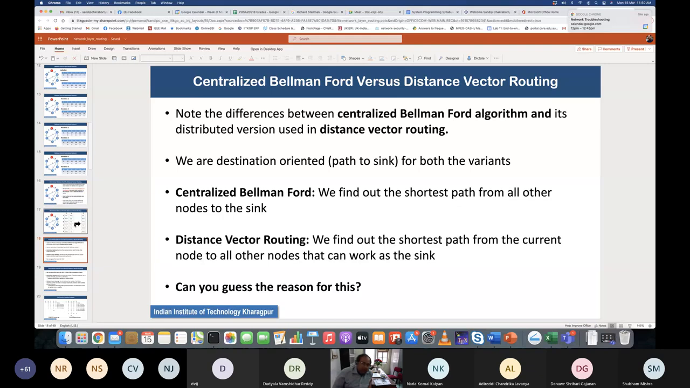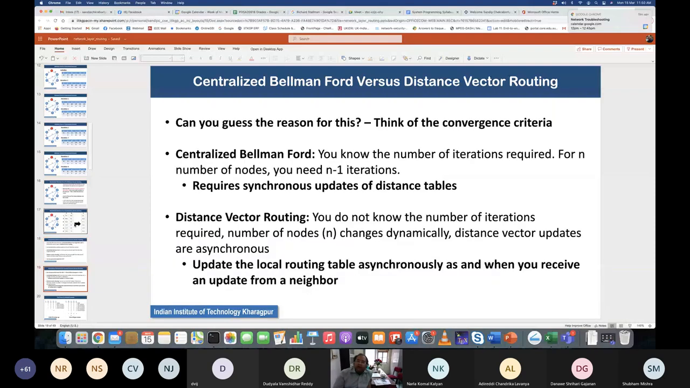So the reason is because of something like this. Think of the convergence criteria of both the algorithms. Okay. So in case of a centralized Bellman-Ford algorithm, you actually know the number of iterations required. So for n number of nodes, you need n-1 iterations. Well, so whenever you know how many iterations you need, you can do a synchronous update of the distance table.